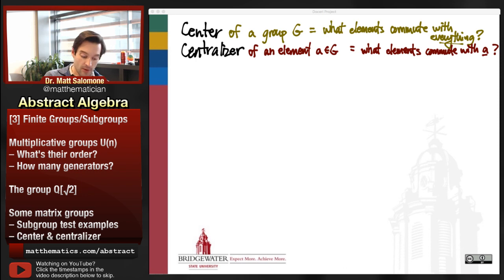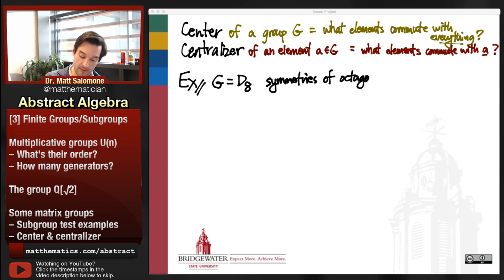So the centralizer of A is going to consist of everything which I can slide past A and not change the value of my product. So, for example, let's take a look at the group D8. This is the group of symmetries of a regular octagon. So this is a fairly large group as groups go.